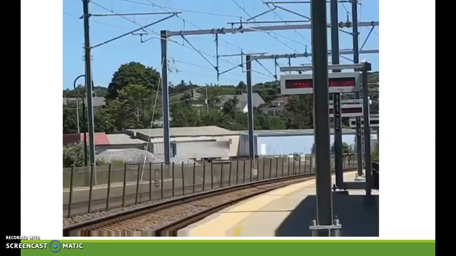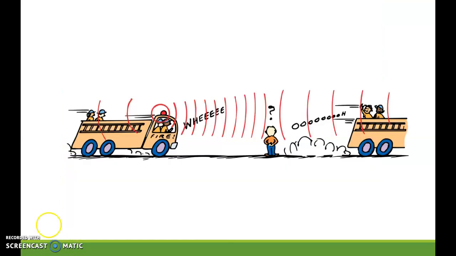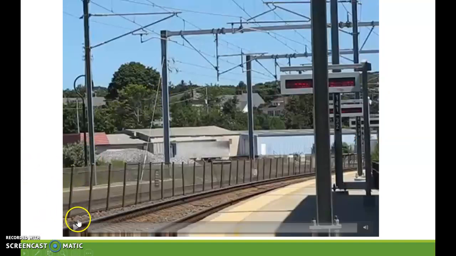The best way to demonstrate this is if you're listening to either a car or train that is coming towards you, you notice the change in the sound. What you're hearing is the change in the frequency as it comes towards you versus if it was going away from you. Listen. Oop, I lost it. Try that again.